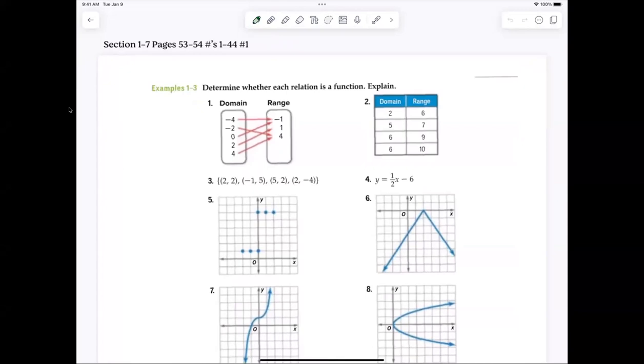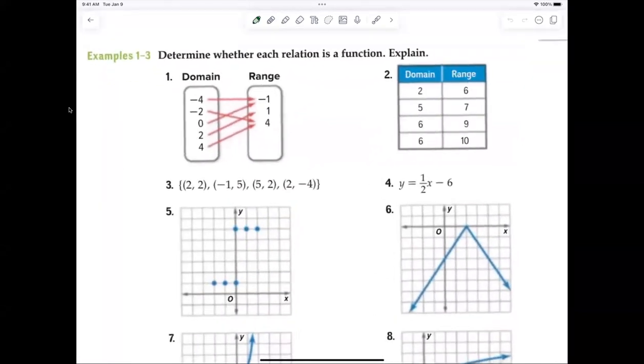All right. Determine whether each relation, some of you don't know what a relation is. I already said a relation is just simply a set of ordered pairs. A relation is a set of ordered pairs. A function is a special relation. It's so special that when you go to high school, some schools call it analysis of functions. You're analyzing certain functions. Functions are special relations.